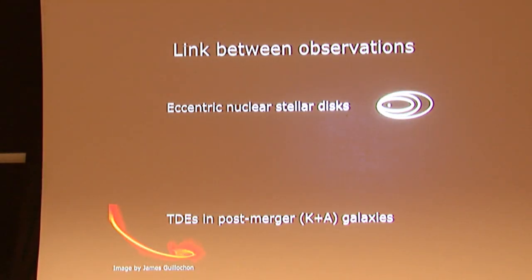OK, a link to E+A galaxies. We're seeing all these tidal disruption events happening in these really rare galaxies. So what is going on? Eccentric nuclear disks, at least in the simulations, are producing something uncomfortably large, like 1 to 10 per year. Initially, in these disks, yes. It's not really believable, but that's what we're getting.